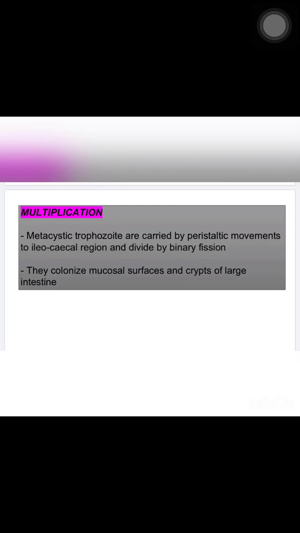Multiplication: the metacystic trophozoites are carried by peristaltic movements to the ileocecal region and divide by binary fission. They also colonize mucosal surfaces and crypts of the large intestine. After mature cyst excystation, trophozoites are released, then the multiplication process follows, in which they divide into two. We have the cyst and trophozoites. At this stage the parasite has multiplied and increased in number inside our intestine.